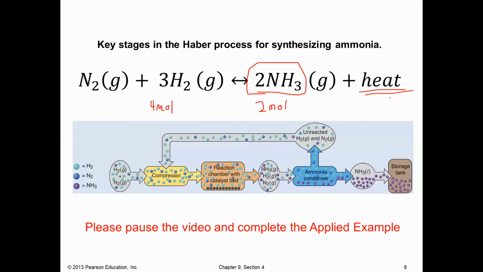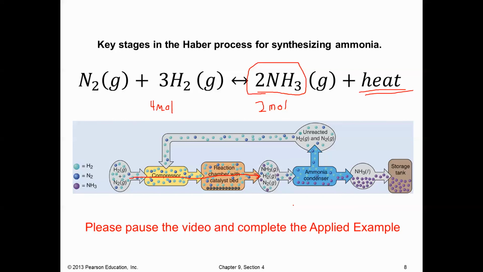And then the way that people do this is they pump in hydrogen and nitrogen into a compressor, because we want relatively high pressure, into a catalyst chamber, because it's going to speed our reaction up. Then we end up with a mixture of these 3 gases. And then scientists do a really clever trick right here.